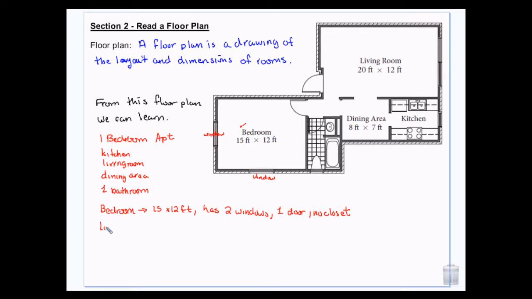Okay, the living room is 20 by 12 feet. It has a slider, so this is a sliding door. One entrance. And then it has sort of two exits into the bedroom dining area, but they're not doors. So two walkways.